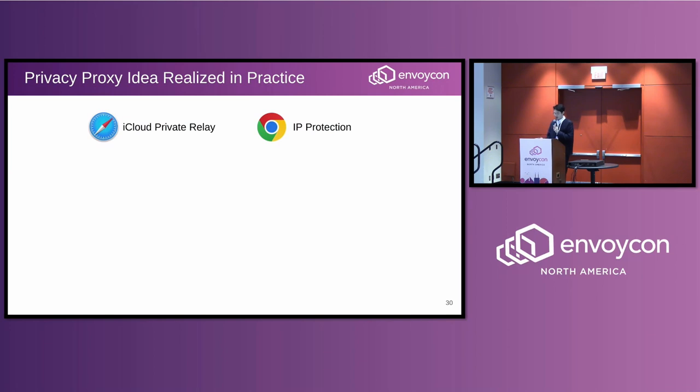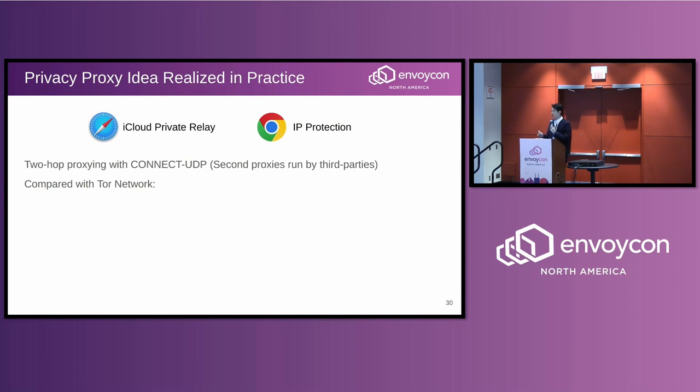And this idea of two-hop proxying for IP address protection has already been realized and deployed. Safari provides iCloud Private Relay that uses the exact same architecture I showed you earlier. And Chrome has also announced that it will provide the same service. In this two-hop proxying with CONNECT-UDP case, the second proxies are run by third parties so that no party can have the full picture of the user traffic. And this is actually quite similar to the Tor network, if you're familiar with that. And it has pros and cons compared to that.